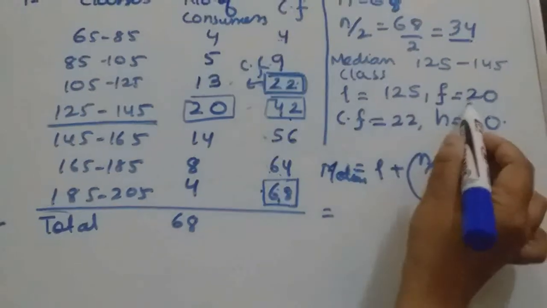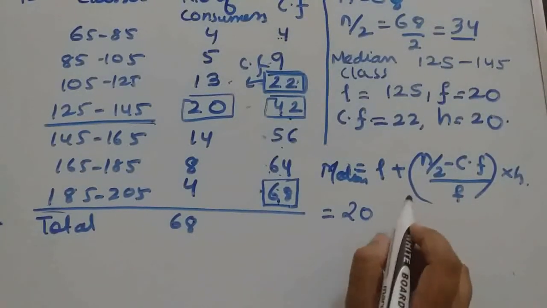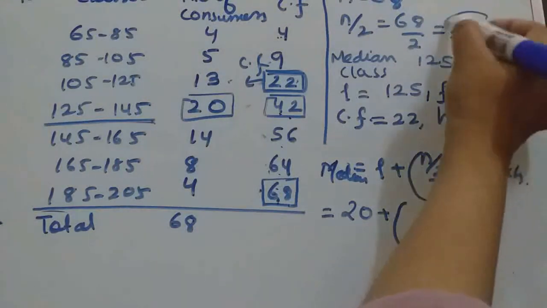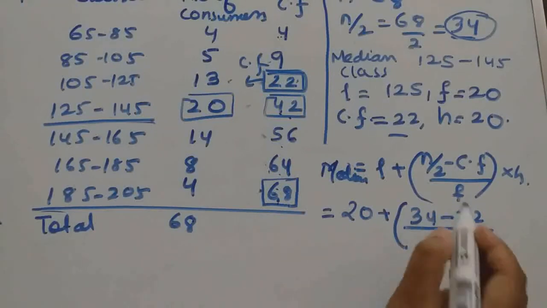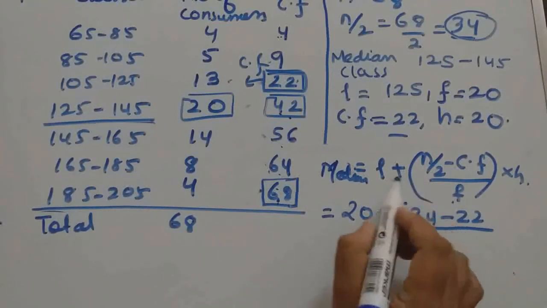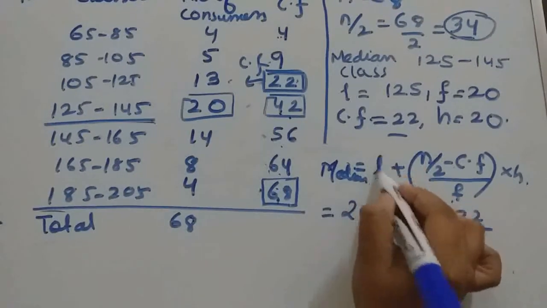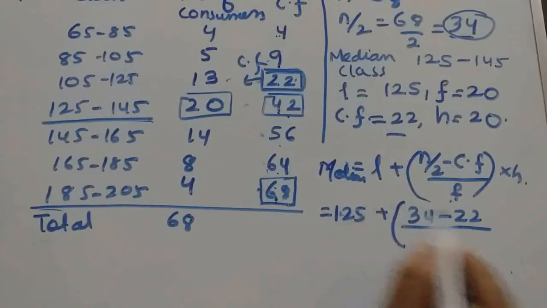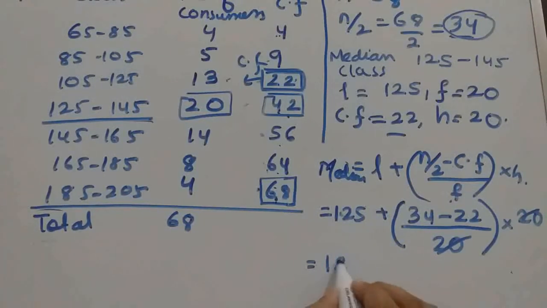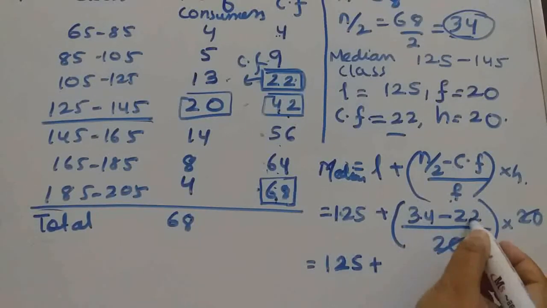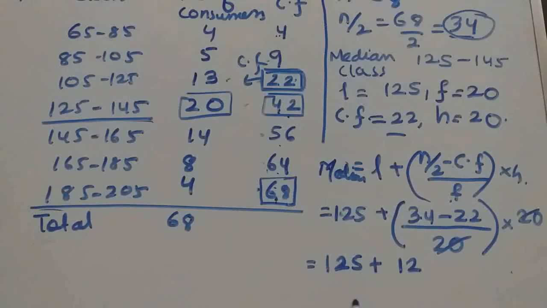So L is 125 plus n by 2 is 34, CF is 22, F is 20, into H is 20. Okay, so this 20 we can cancel here. Now 125 plus 34 minus 22 will give 12. So the final answer will be 137.